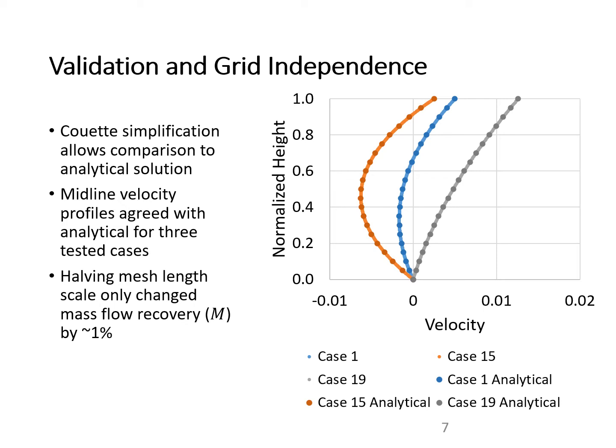You can see that in all 3 of those cases, our computational results agree very nicely with the analytical solution. We also halved our mesh length scale to see the effects of that, and it only changed our mass flow recovery by about 1%, which we considered to be acceptable.